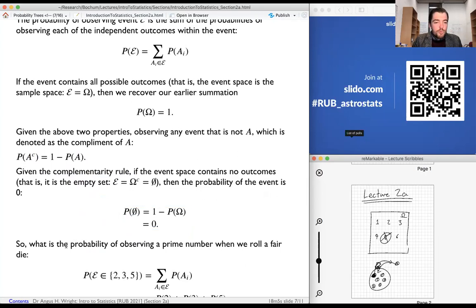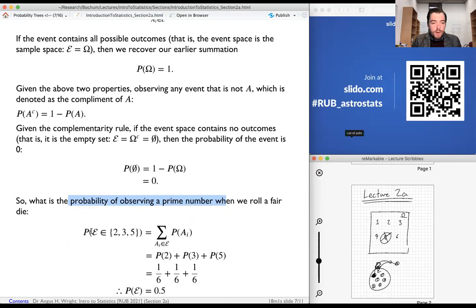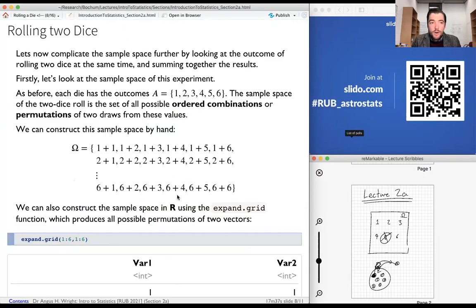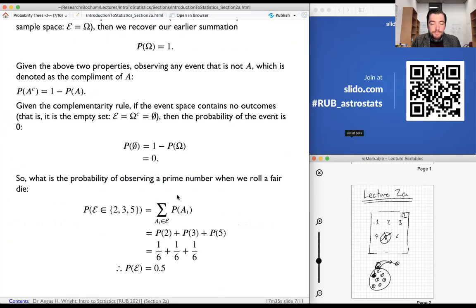So what is the actual probability of observing a prime number when you roll a fair die? It's the probability of the event space E, which contains the outcomes 2, 3, and 5. So it's the summation of the probability of seeing a 2, a 3, and a 5. Because it's a fair die, each of those is 1/6 likely, and so the probability of observing a prime number is just 50%. Again, hopefully not contentious.